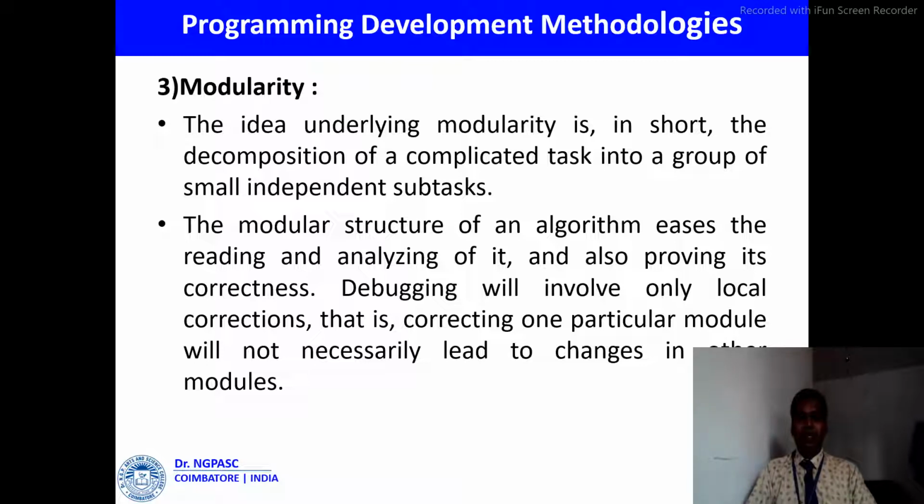Modularity depends upon the readability and analyzing of the code in order to improve the correctness of the code. It also depends upon debugging. Debugging is nothing but local correction: correcting a particular module will not lead to changes in the other modules.